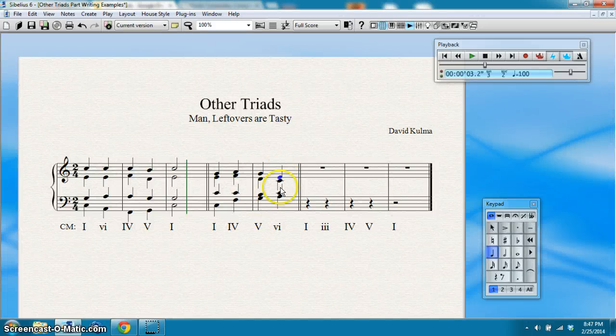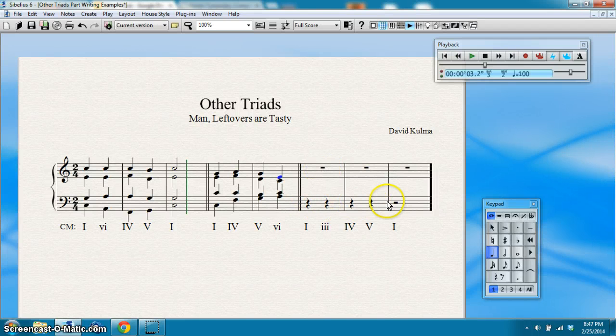Notice that we doubled the third in this 6 chord here, but remember in the first progression we doubled the root in this 6 because it happens in between 1 and 4, not after 5. So make sure you keep those two things straight in your mind. All right, so now here's just an example to show you what you would do if you had to do something with 3 in some other place.